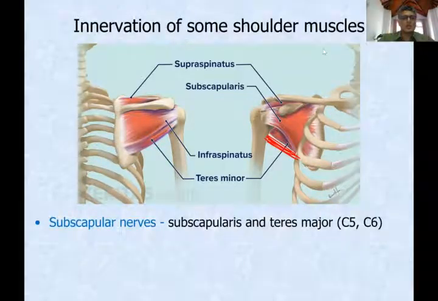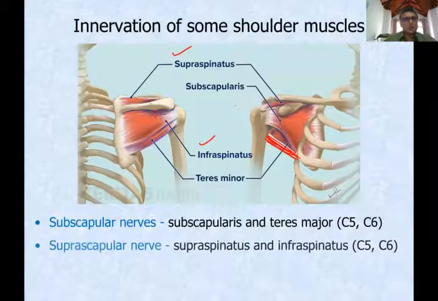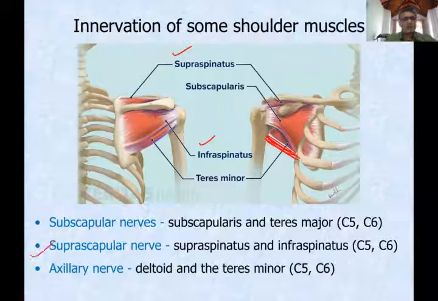So the suprascapular nerve passes through that suprascapular notch, and it supplies the supraspinatus muscle, which lies in the supraspinous fossa here. After supplying the supraspinatus muscle, it comes under cover of this and enters the infraspinous fossa and supplies the infraspinatus muscle there. Sorry, I was referring to this one. The suprascapular nerve supplies supraspinatus and infraspinatus.